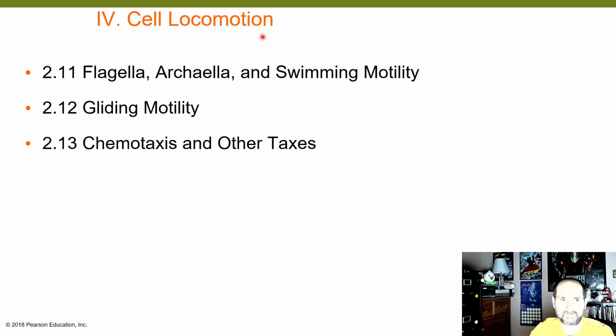Okay, let's talk a little bit now about cell locomotion. So how does the cell get around? How does the cell move about? Recall that not all bacterium or archaea have a form of locomotion. There are several bacterium and archaea that have no ability to move about, okay? But some do, and there are different techniques that they can use in order to do so. So let's talk about a few of them.